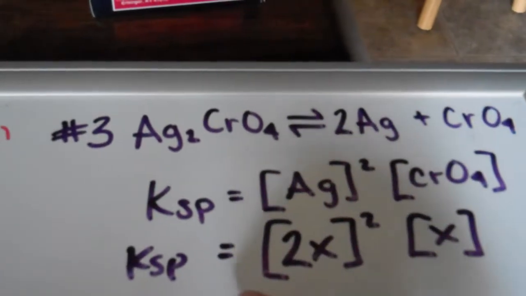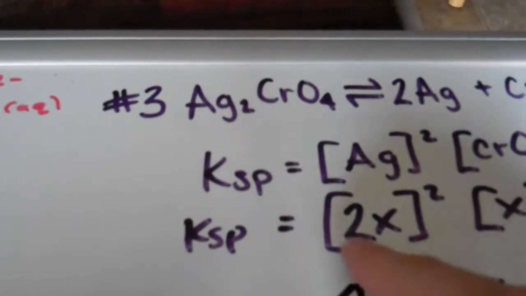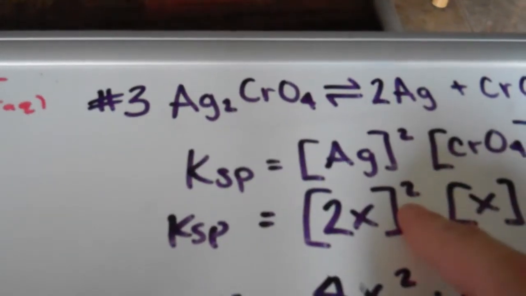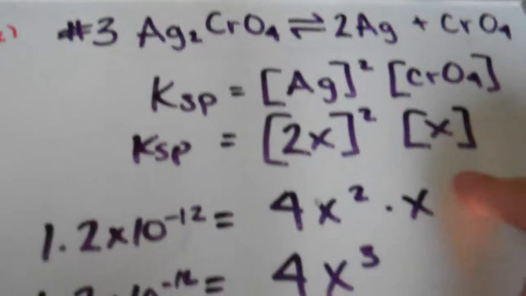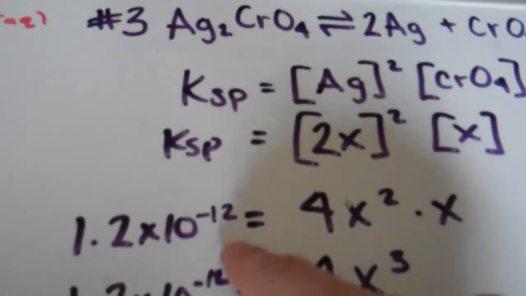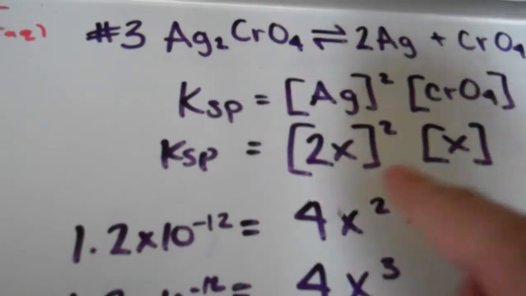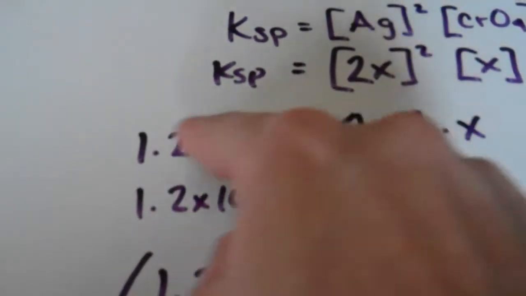What we're going to do is when we plug in x, we no longer are just saying we have 1 silver. We actually have 2 silvers, so we have to put 2x in here, and we do also have to square it. We have to do both. And then we're going to multiply that by x. So when we move on, we're going to take 1.2 times 10 to the negative 12 equals 4x squared, because we had to square the whole thing, times x. That becomes 4x cubed. And this is the KSP given again.